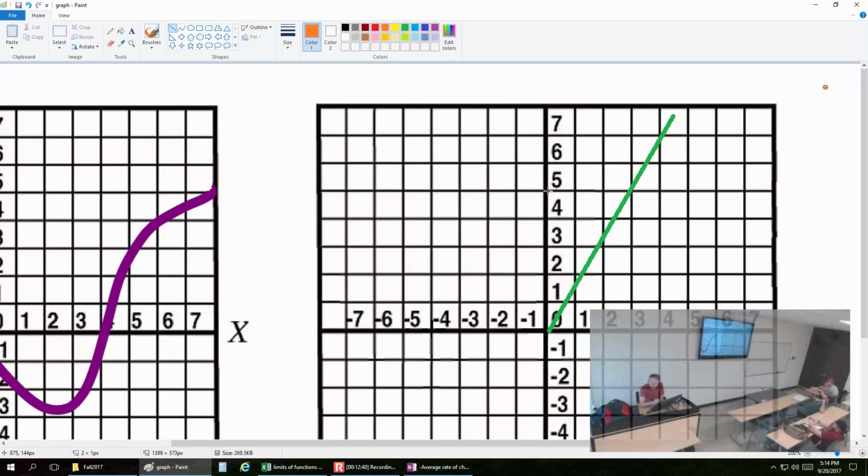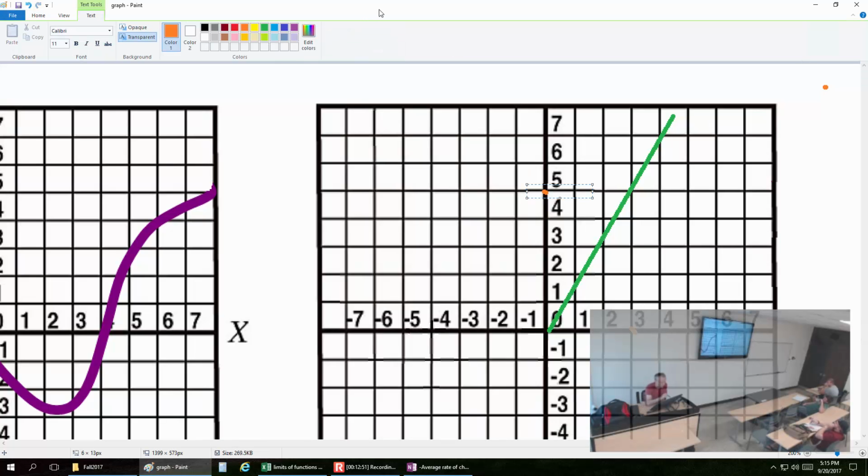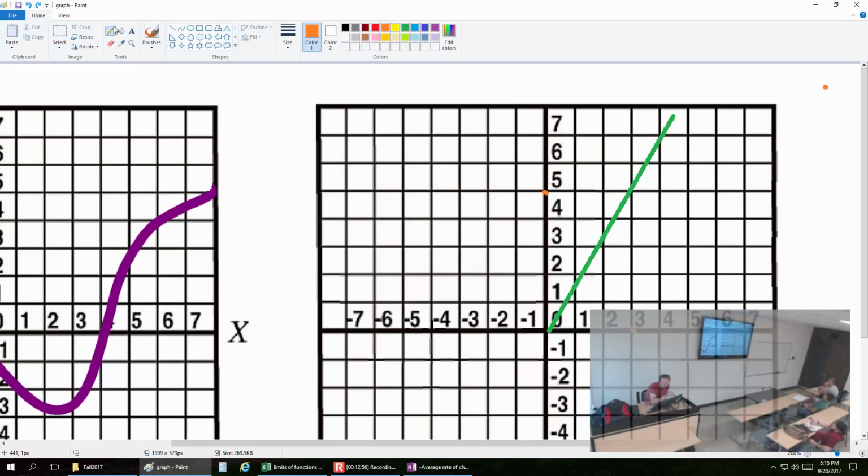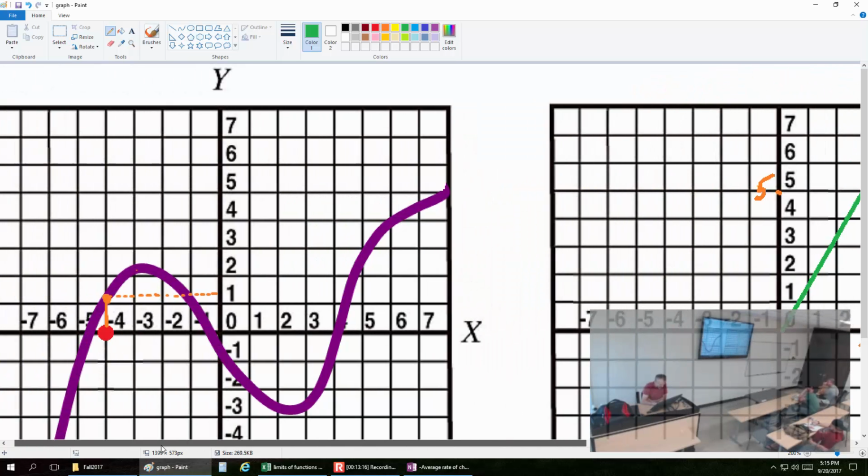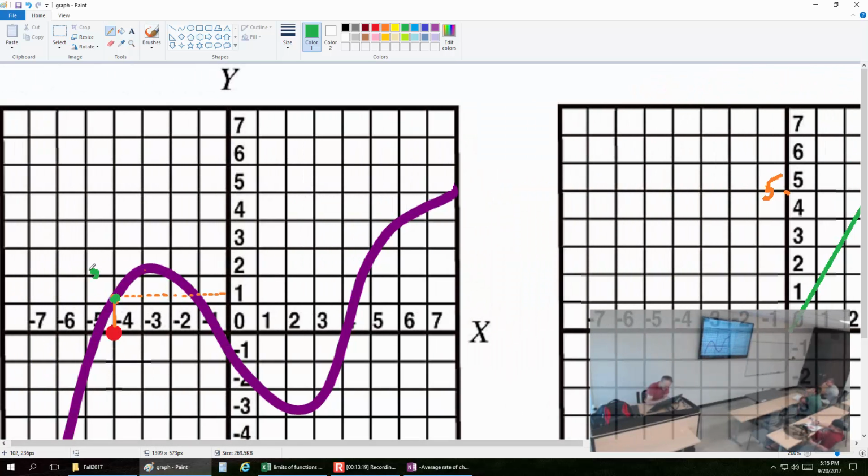5 divided by 3. That's right. 5 and 3. So the slope of the green one is 5/3. So I go back, and that part that I picked, well, let's make it green, 5/3.